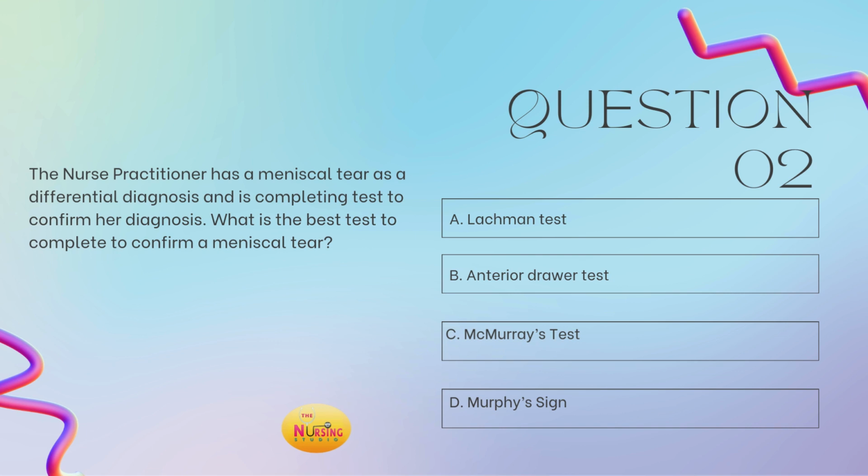Lachman, anterior drawer, or assessing your ligaments, right? ACL, PCL. And then Murphy sign is to assess for cholecystitis. Don't get those M's mixed up. It's McMurray's and meniscal, okay?